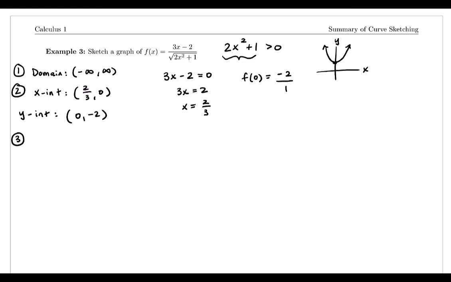We want to consider if there are any vertical asymptotes or holes, and a vertical asymptote would be occurring when our denominator, so in this case, the square root of 2x squared plus 1, was equal to 0, and this is never equal to 0, so there are not going to be any vertical asymptotes, and the numerator and the denominator do not share any common linear factors, so there will be no holes either. So no holes or vertical asymptotes.